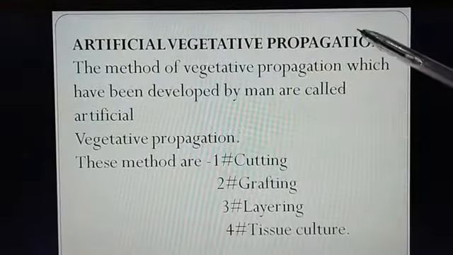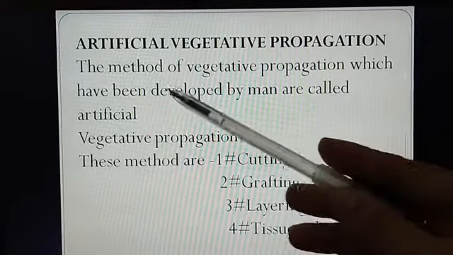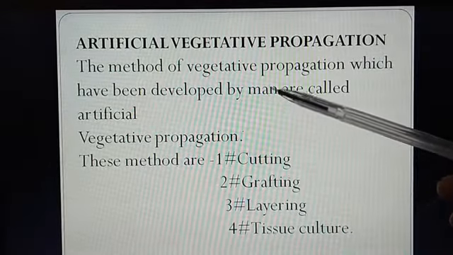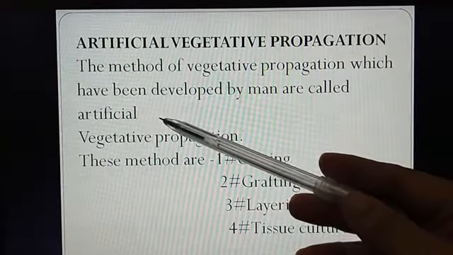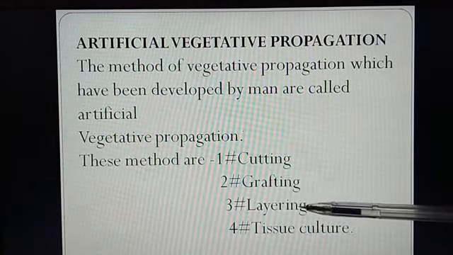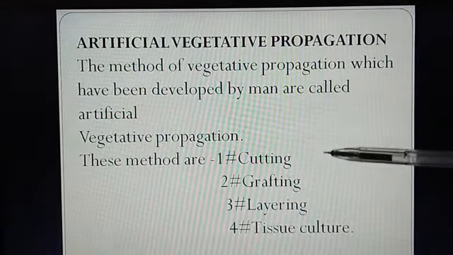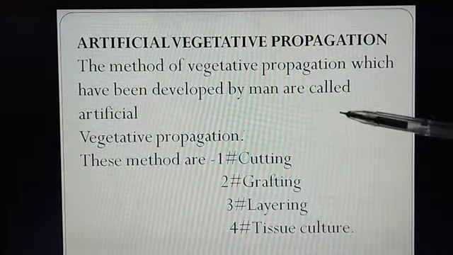Artificial vegetative propagation. The methods of vegetative propagation which have been developed by man are called artificial. These methods are cutting, grafting, layering and tissue culture. Such methods are very useful in gardens and nurseries.